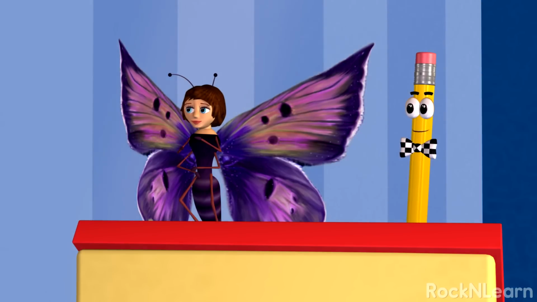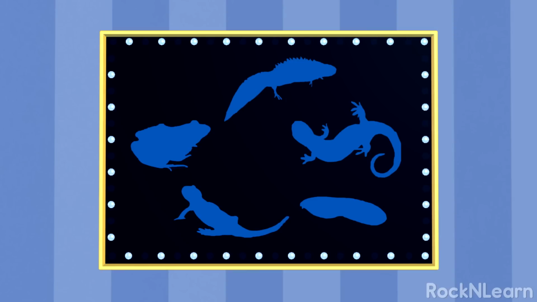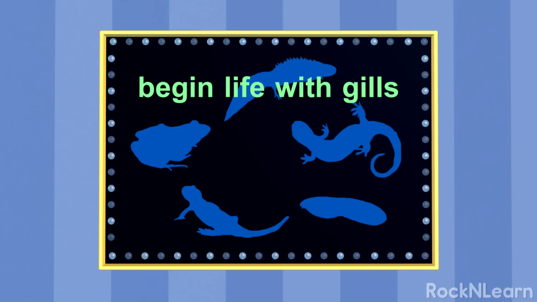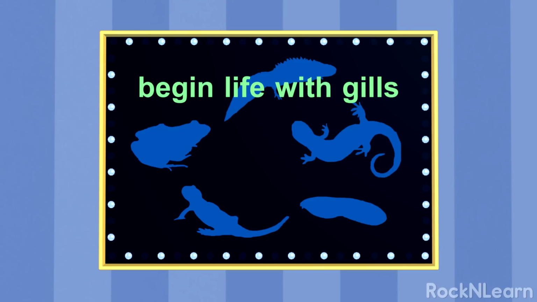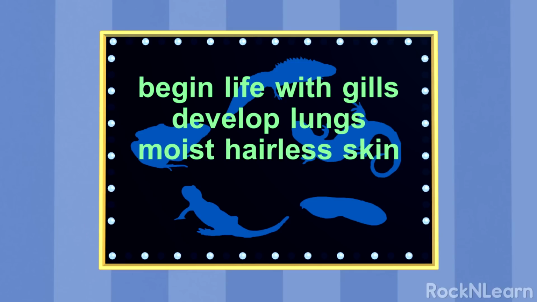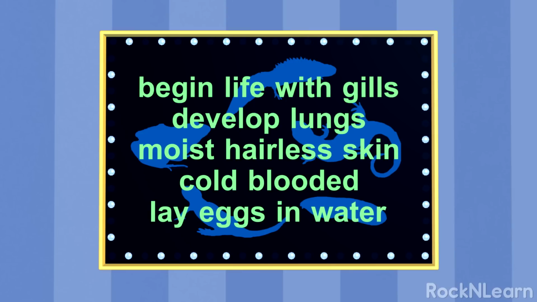Okay, next round. Listen closely. All of the animals from this group begin life with gills and live in water. Later, they develop lungs and live on land. They have moist, hairless skin. All of them are cold-blooded, and they lay their eggs in water. Do you belong to this group?